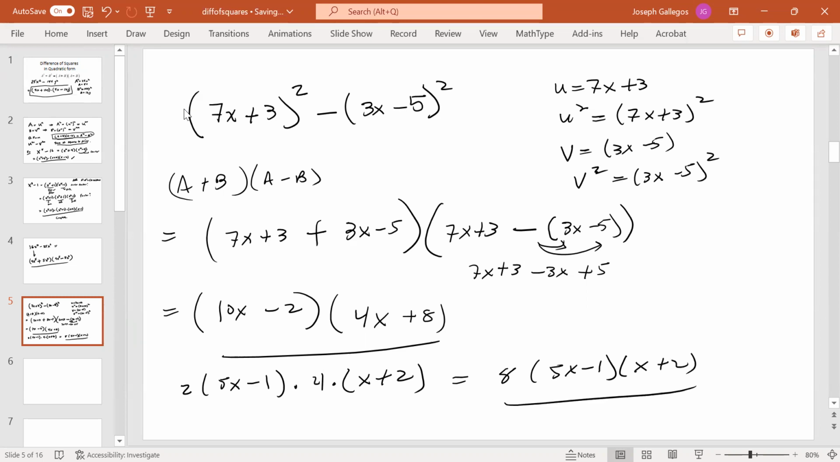So as long as our exponents are divisible by 2, we can apply the special form difference of squares, a plus b and a minus b. Okay, I hope this helps.